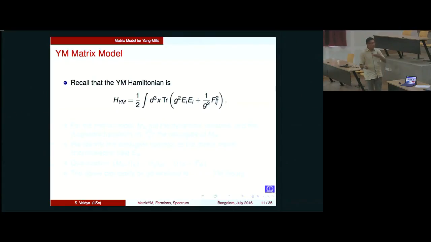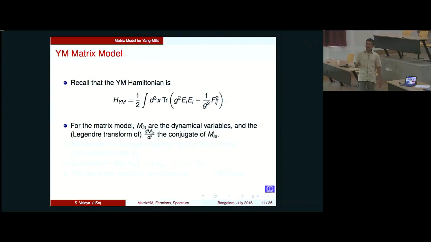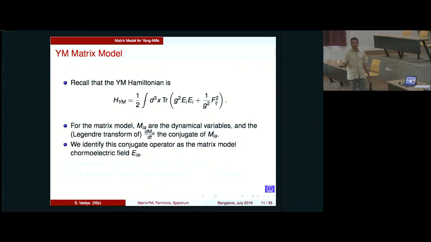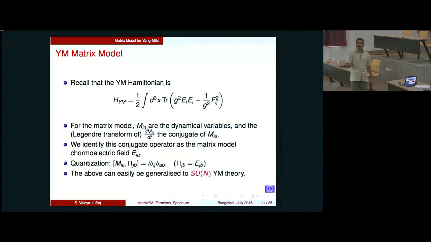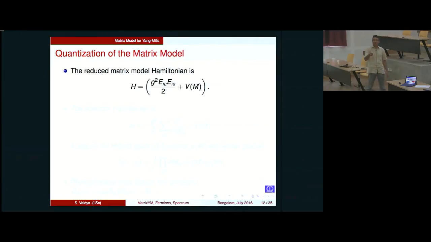Okay. Now for my matrix model, the dynamical variables are the m's, and the m dot is the canonical conjugate of m. So for the matrix model, we identify this as the chromoelectric field, and we quantize by just demanding that the commutator of m with pi is the delta function, and you can generalize this to the SU(N) theory. So let me just quickly.